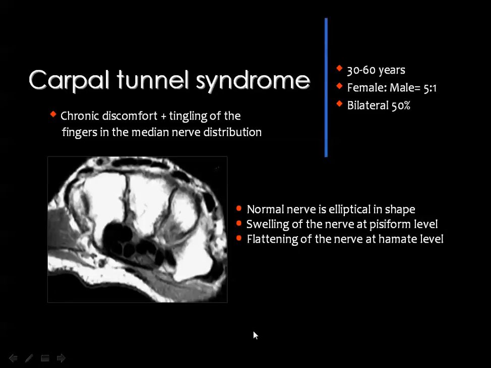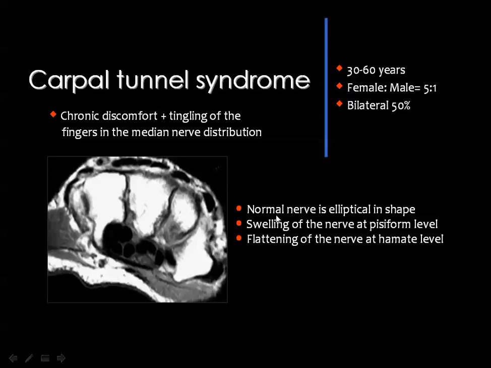Then we come to carpal tunnel syndrome. Carpal tunnel syndrome means that the median nerve within the carpal tunnel is compressed or suffering. Normally, the median nerve is elliptical in shape, and it shows intermediate signal in all pulse sequences: T1, T2, and gradient images. Then, if there is a change in the size or the signal intensity of the nerve, you consider the presence of carpal tunnel syndrome.